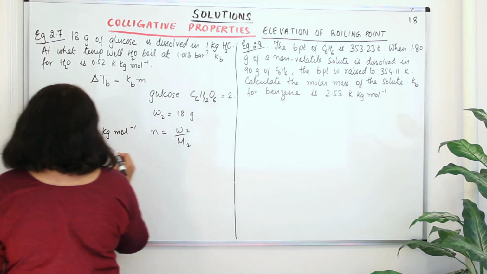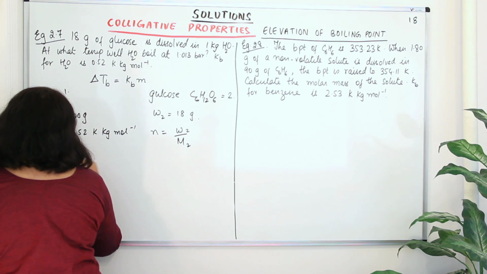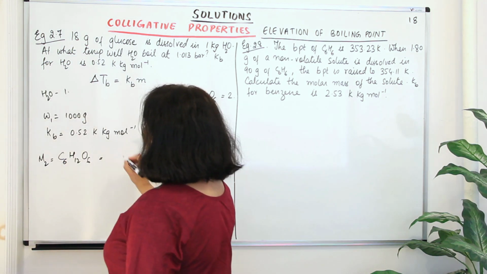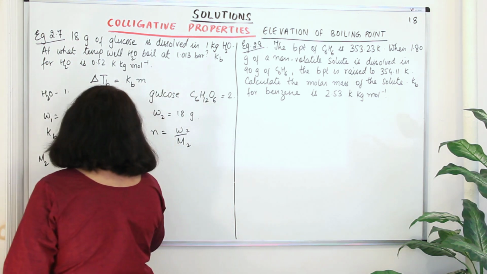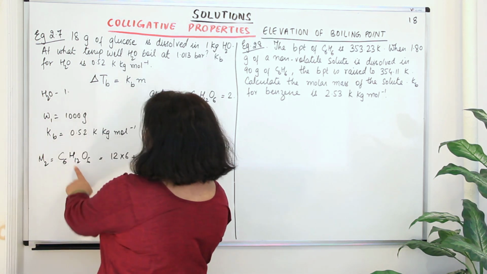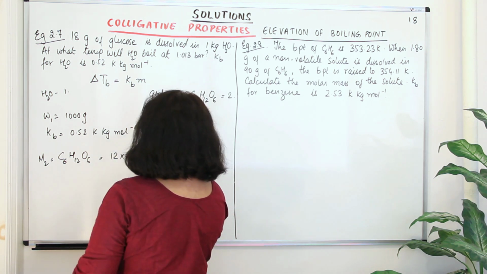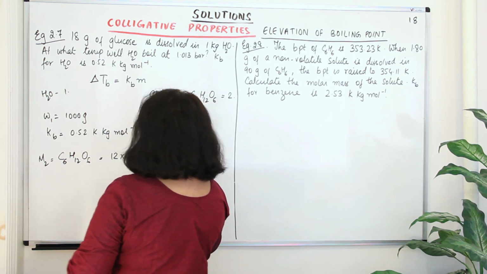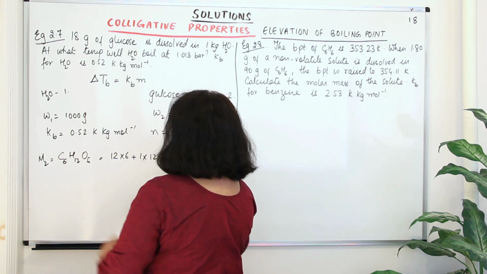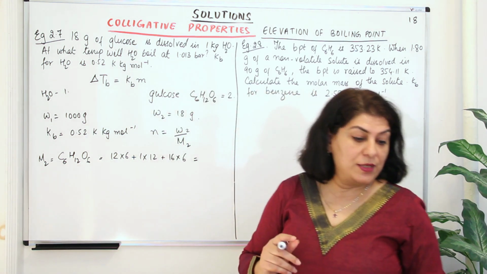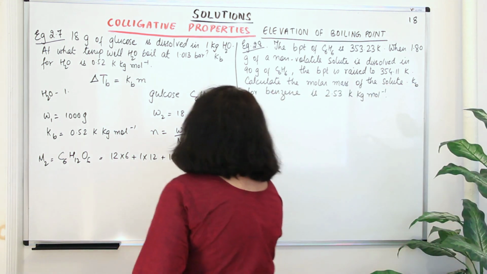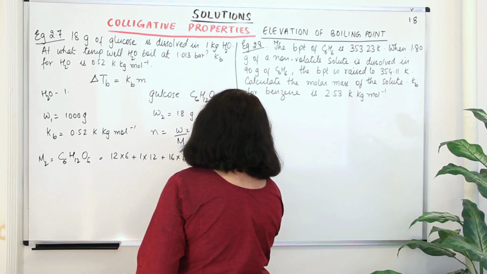Glucose, the formula is C6H12O6. So M2 can be calculated from this. There are 6 atoms of carbon. The mass of one atom of carbon is 12 into 6 plus the mass of one atom of hydrogen is 1, and how many atoms are there? 12, plus the mass of one atom of oxygen is 16, and how many are there? There are 6. So when you find out the sum of all this, the molar mass of glucose comes out to be equal to 180 grams, 180 grams per mole.